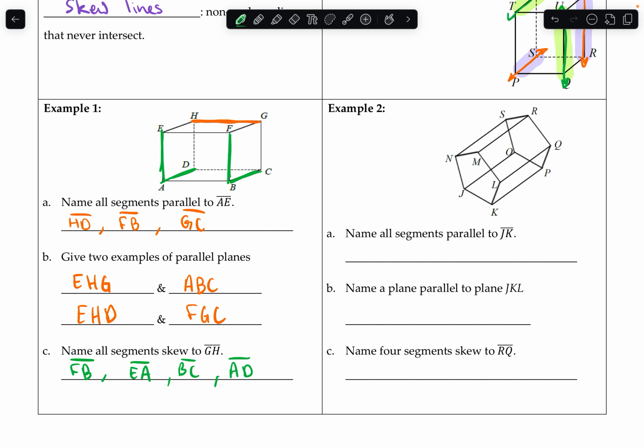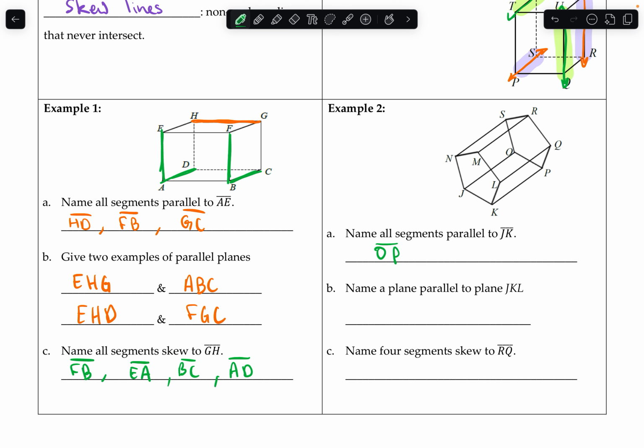Moving forward, we got segments that are parallel to JK. So we're going to identify JK, and I am pretty sure that the only segment here that is parallel is OP. Like OP, that segment right there, that's it. JK, OP. Giving it a good look over before I say that's it, but I'm pretty sure that's it.